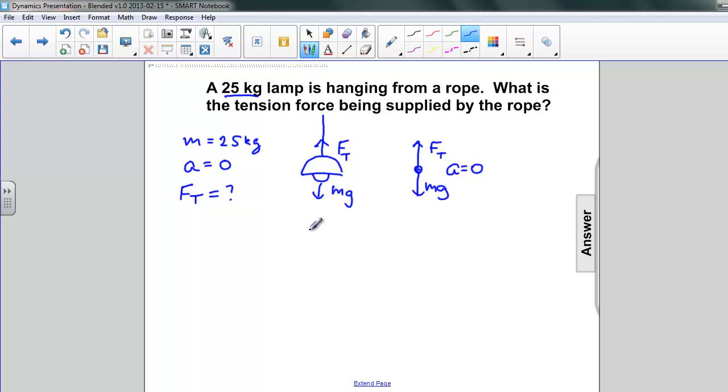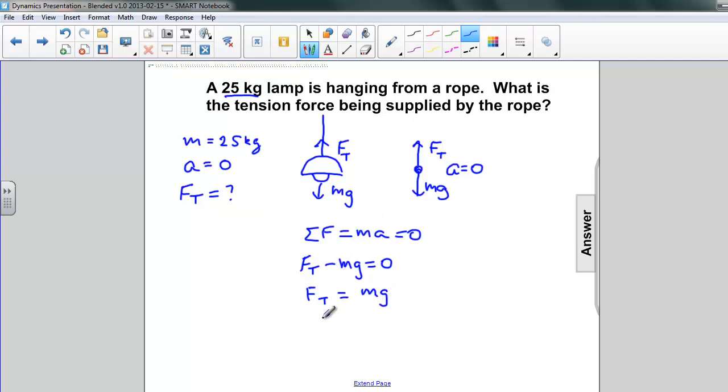To solve this, we'll start with Newton's second law. The net force is equal to mass times acceleration. But we know that the acceleration is 0, so we'll set that. Now what about the net force? Well, there are two forces acting here, an upward tension force and a downward weight. So we'll just write these down. Tension up, weight down, and it's equal to 0. So adding mg to both sides, we get force of tension is equal to mg.